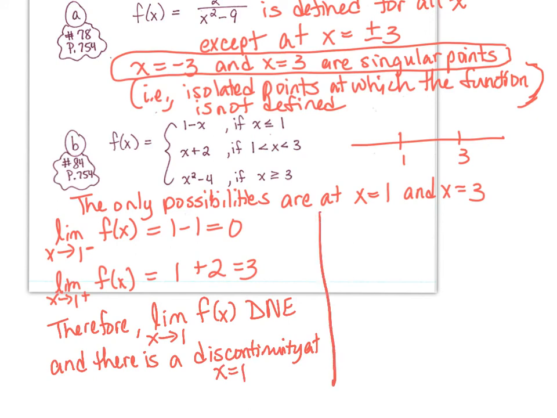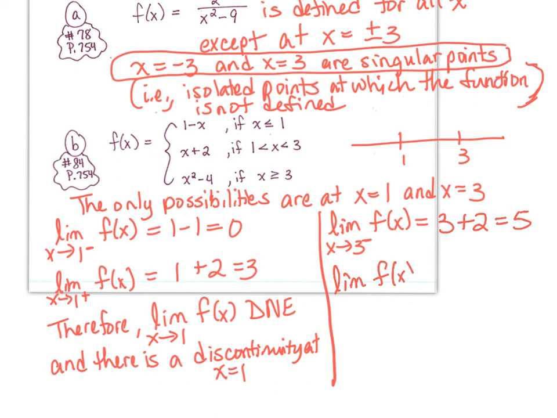Now we check the left-hand and right-hand limit at 3. So the limit of f of x as x approaches 3 from the left, notice that we're in this part of the function still, so that's equal to 3 plus 2, which is equal to 5. And then the limit of f of x as x approaches 3 from the right, what part of the function are we in? We're in the second part, or the third part. This is the third part, not the second. So we substitute 3 in here. That gives us 3 squared minus 4. 9 minus 4 is 5.